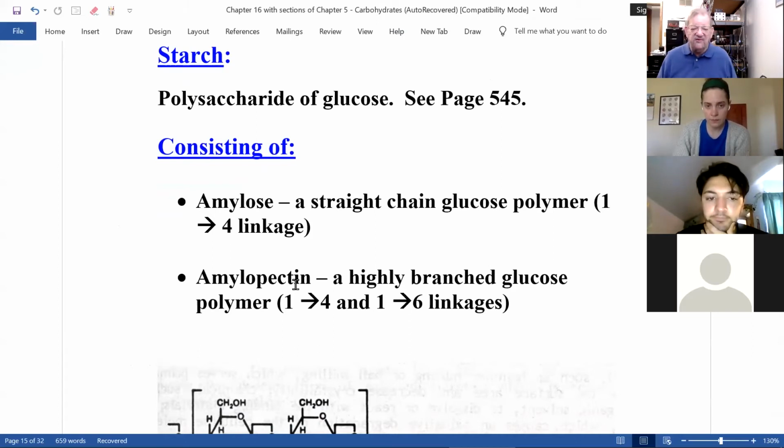So there's some branching. And branching affects the nature of that starch when you cook with it, which is important to know, to know what's going to happen with the starch. In other words, flour or other things you cook with.